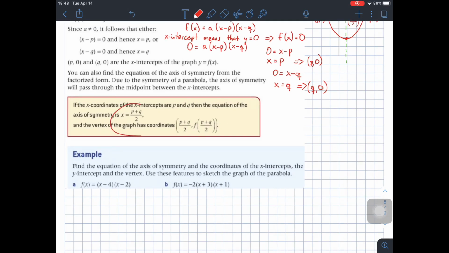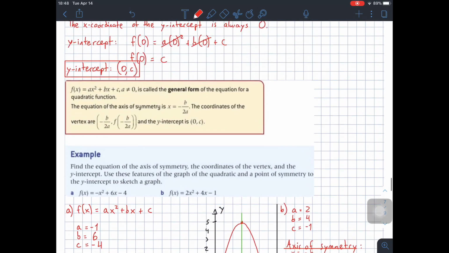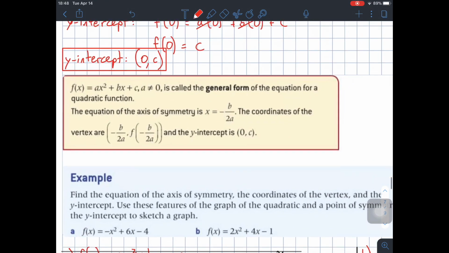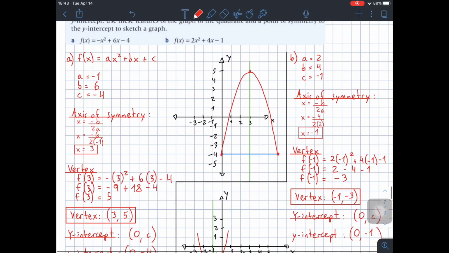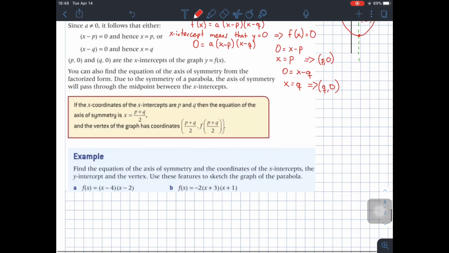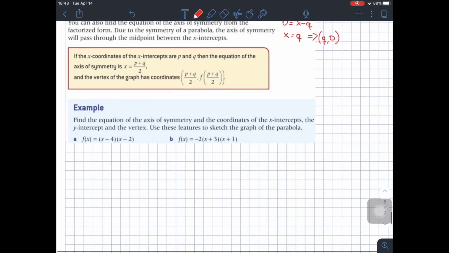Remember, we did the same thing for the general form, but the formulas were kind of different because we had different values. This is the case for the general form of a quadratic function. To find the axis of symmetry, we apply this formula, and to find the vertex of the parabola, we apply this formula over here. Okay, so there's a little bit of a difference between these two forms. But if you understand what each of the letters represent, then this is very easy to distinguish.